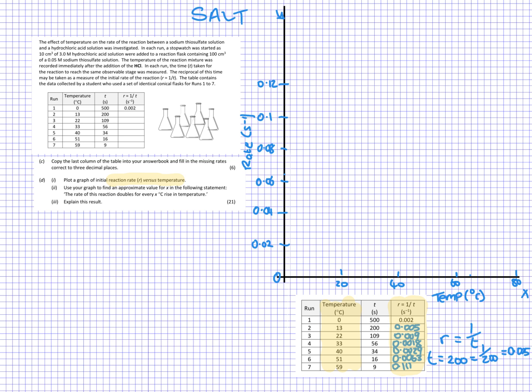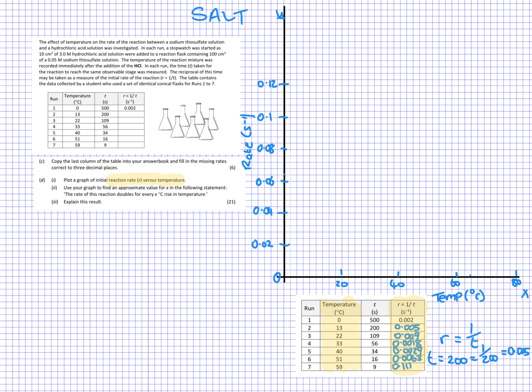So L for labels. So here we can see we've got rate, and I've put in the unit, s^-1, and I've put in temperature here along the x-axis, and it's given in degrees Celsius. It's important that you put the name and the units because they're both given to you on the table, and you want to maximise your marks as much as possible.